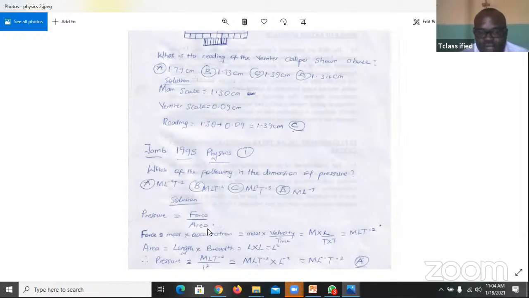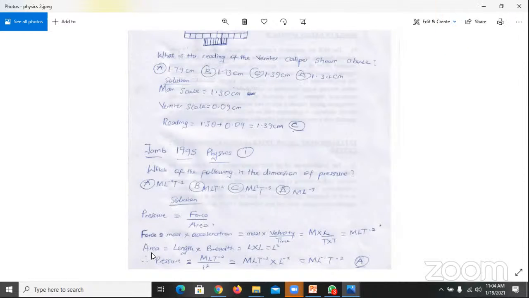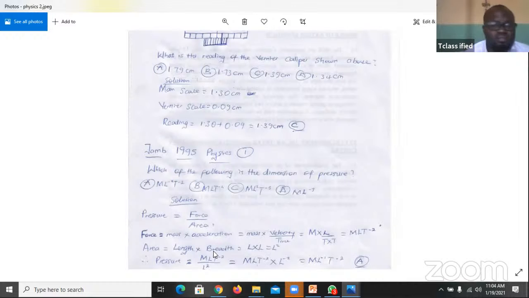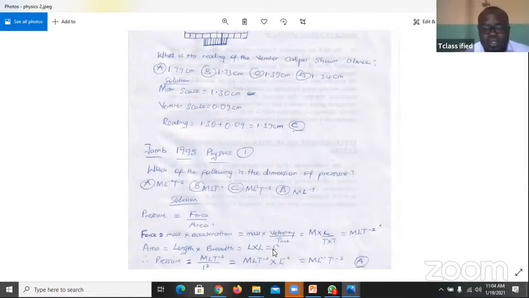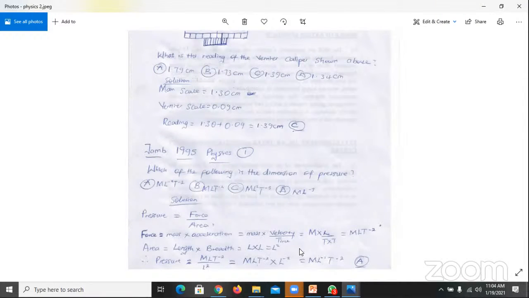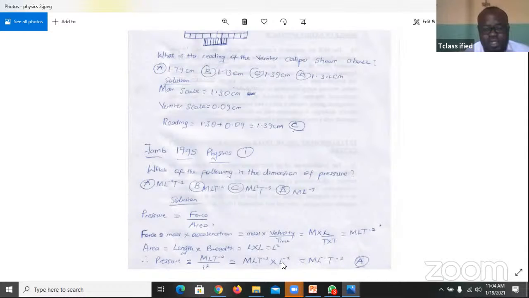Yes. But we know that we've not taken care of our area. And what is area? Area is equal to what? Length times breadth, which is L times L, which is L squared. So if you take what is here and put this one under, then you have MLT to power minus 2, all over L squared. So when you bring it up, it will be L to power minus 2. So it will give us ML minus 1 T minus 2.